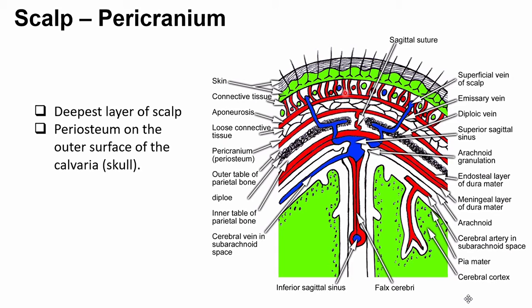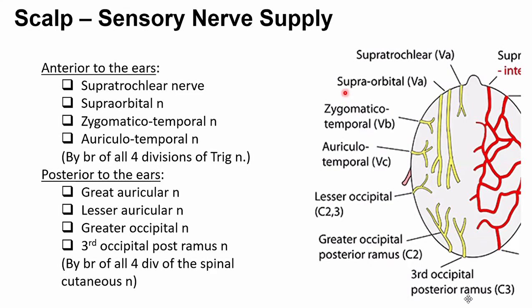We now proceed to the sensory nerve supply of the scalp. The nerve supply of the scalp comes from two major sources, the cranial nerves and the cervical nerves, depending on whether it is anterior or posterior to the ears and the vertex of the head. So this is the head, anterior and posterior. You can see here the nerves in front of the ear, anterior to the ear, and the nerve supply posterior to the ear. I'm talking about sensory nerve supply.